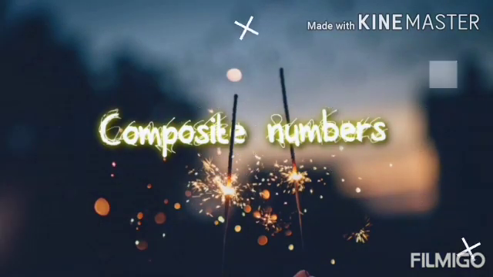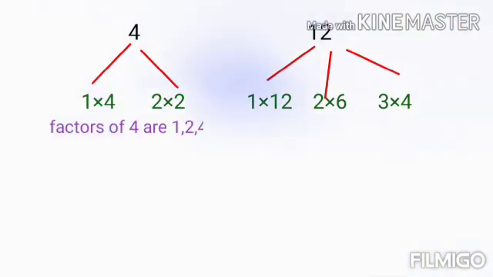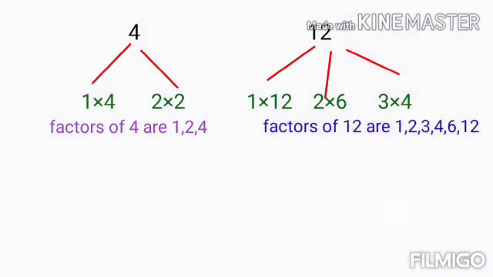Now let's have a look at composite numbers. So we will take 2 numbers here, 4 and 12. We will see the ways to write 4 in multiplication form. We can write 4 as 1 multiplied by 4 and 2 multiplied by 2. And the factors of 12: 1 multiplied by 12, 2 multiplied by 6, 3 multiplied by 4. In these tables 12 comes. So factors of 4 are 1, 2, 4. Factors of 12 are 1, 2, 3, 4, 6, 12.